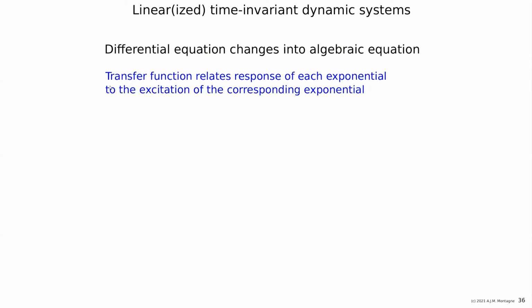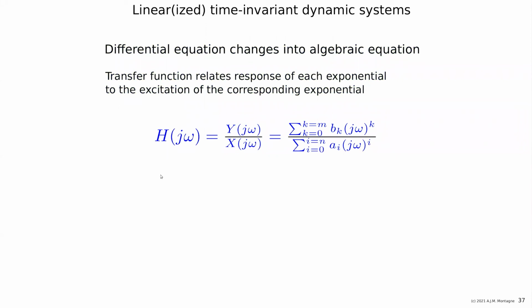And then we can define a transfer function, which relates the response of each exponential to the excitation of the corresponding exponential. So in Fourier terms, H(jω) relates Y(jω), the response, to X(jω). And the transformation of the differential equation shows us that this must be the expression, the sum of these coefficients of the numerator and the denominator. For the Laplace, it is the same, only jω is s and s is a complex variable.